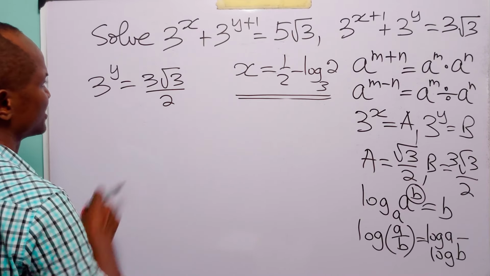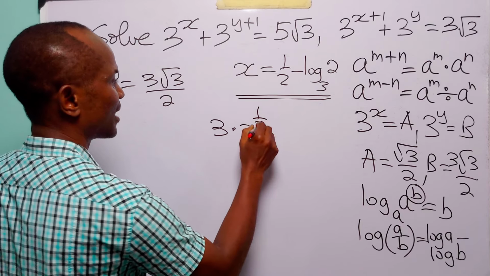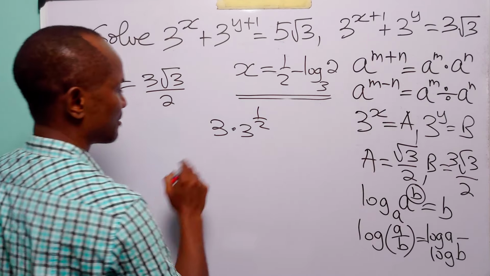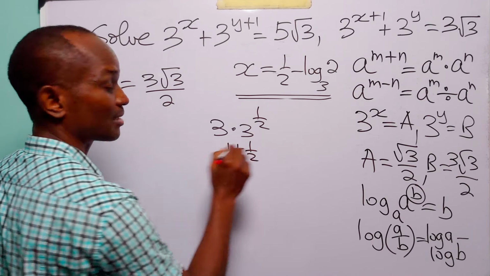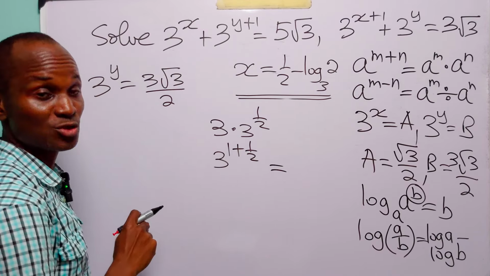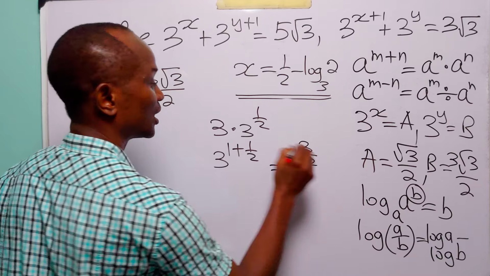Now let us simplify this. Of course, you know that this is 3 multiplied by 3 to the power half. According to this rule, this can be written as 3 to the power 1 plus half. And of course, 2 times 1 is 2, plus 1, 3. So this is 3 to the power 3 over 2.